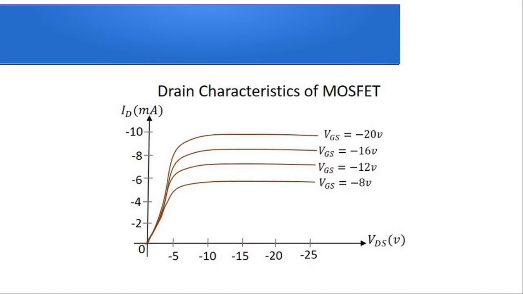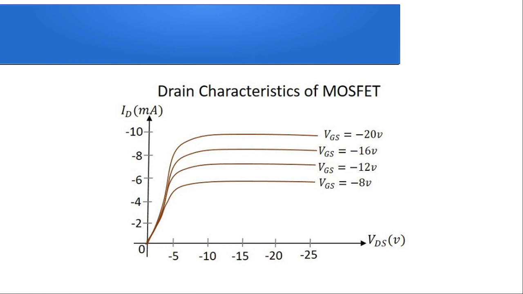And the figure shows the drain characteristics of the MOSFET, which is a graph drawn between ID, the drain current, and VDS, the drain to source voltage. Actually, when VDS is increased, the drain current ID should increase, but due to the applied VGS, the drain current is controlled at a certain level, and that is why the drain characteristics have this shape.